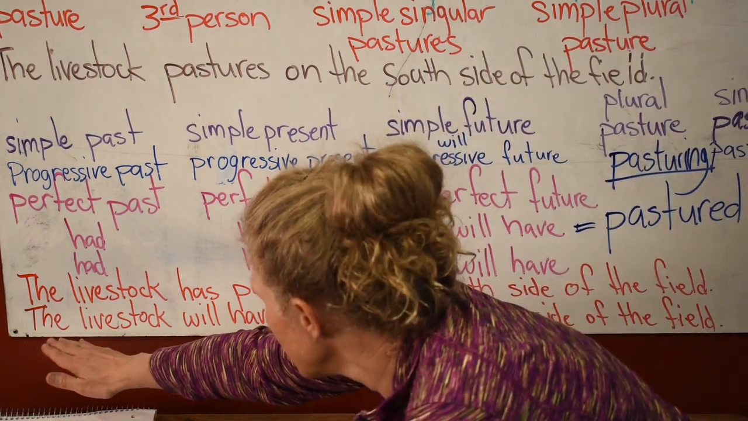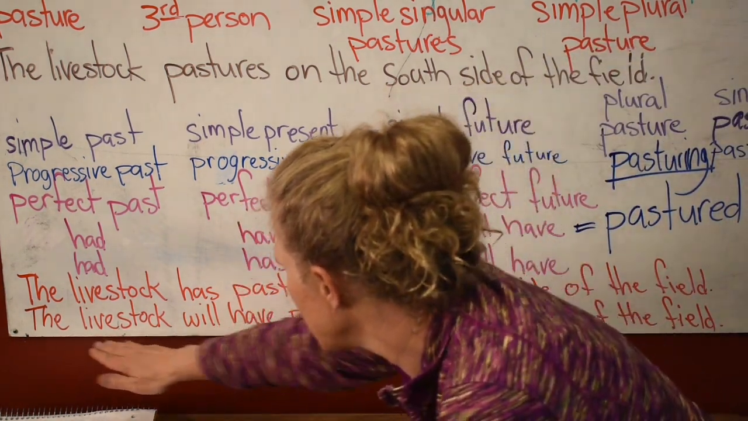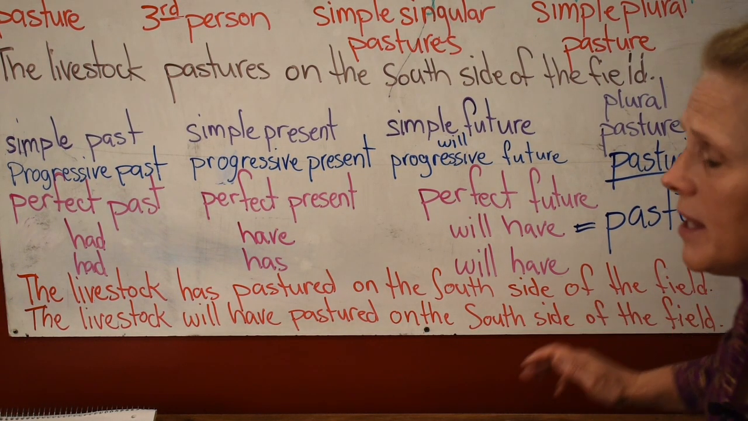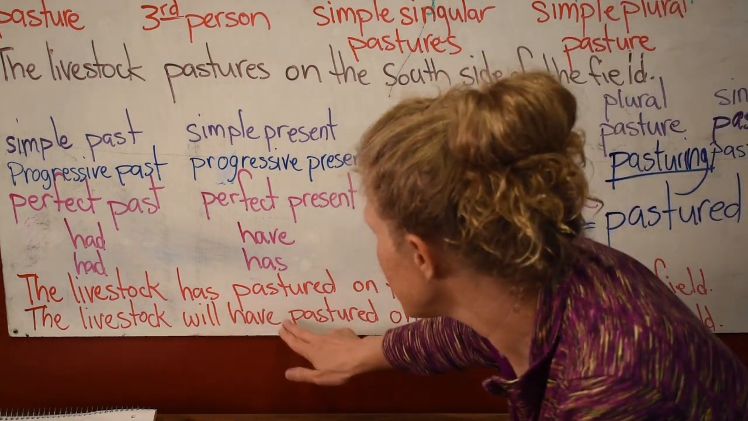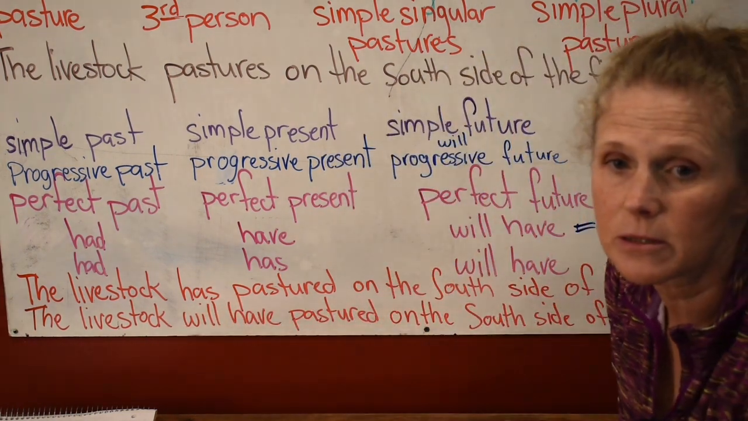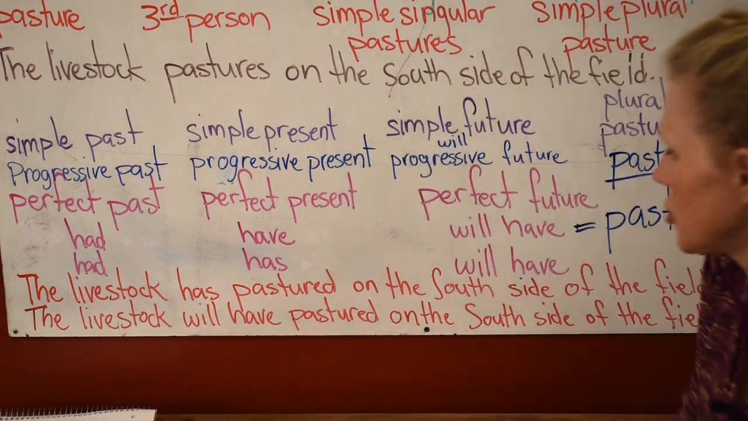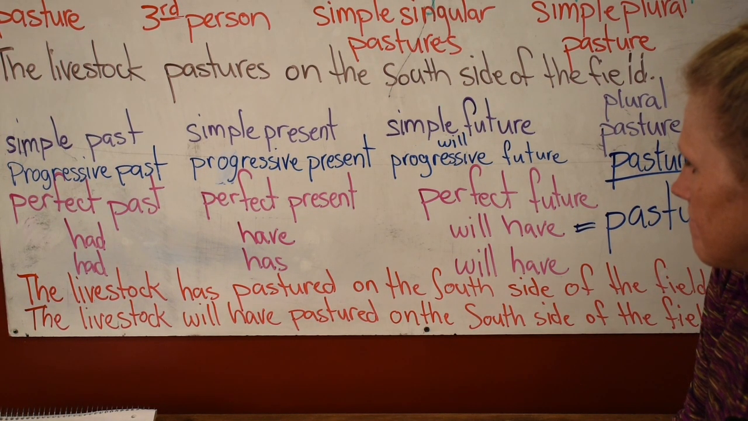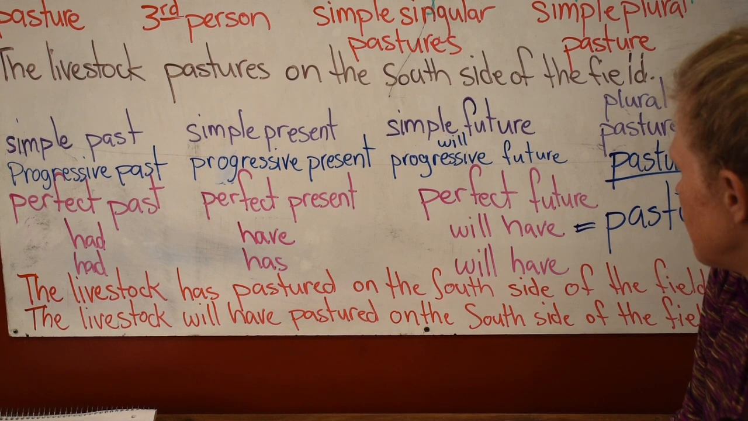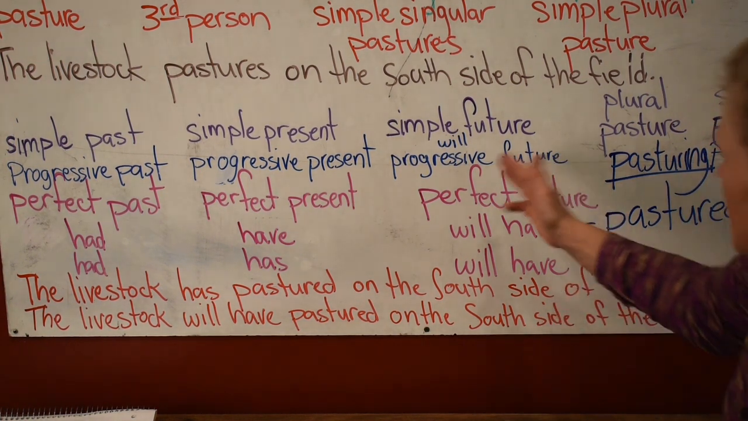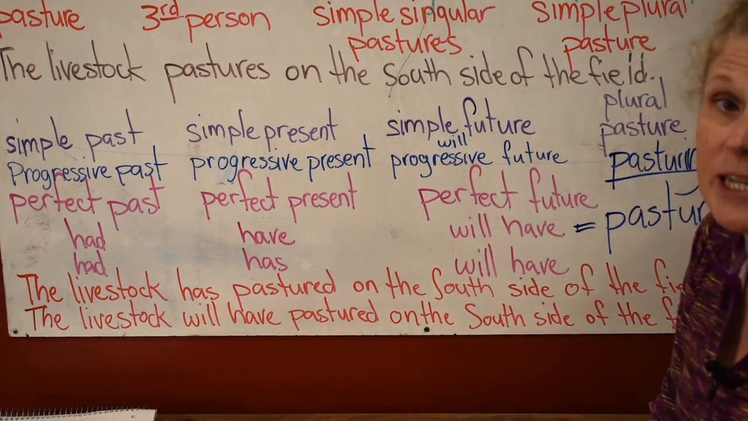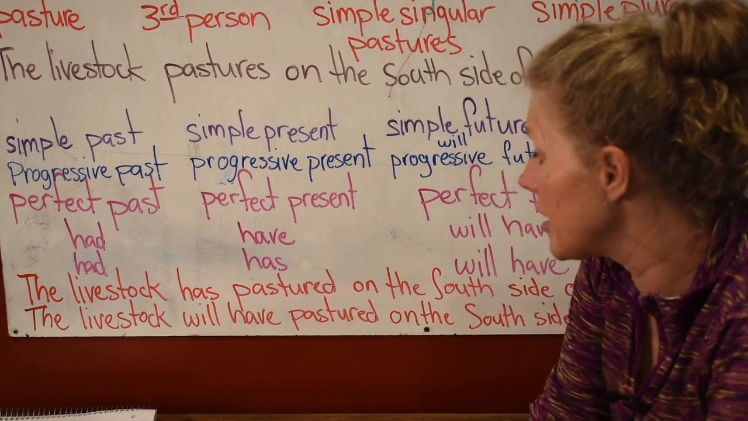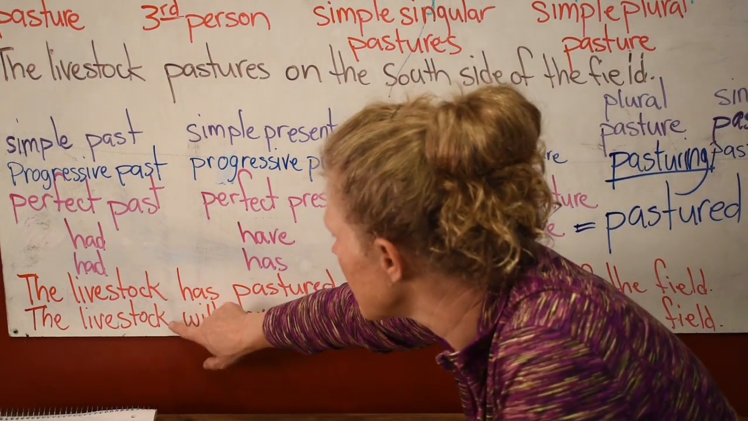Now, look at the livestock. The livestock will have pastured on the south side of the field. Now, look at the will have pastured. What kind of tense is will have pastured? Perfect future, the perfect future. Is it singular or plural? Singular. So this is where that could be a little bit confusing, because look at livestock.